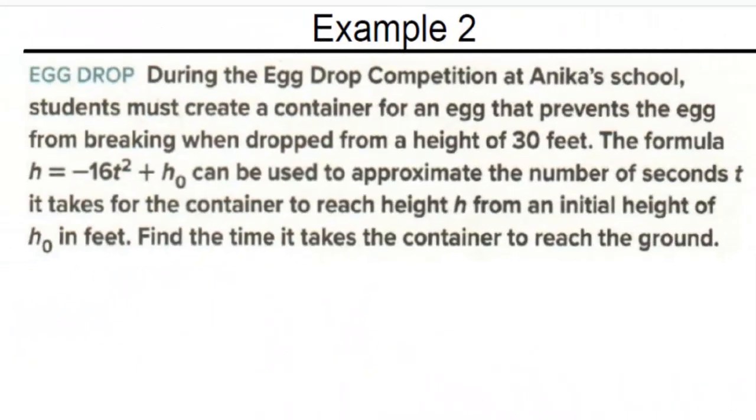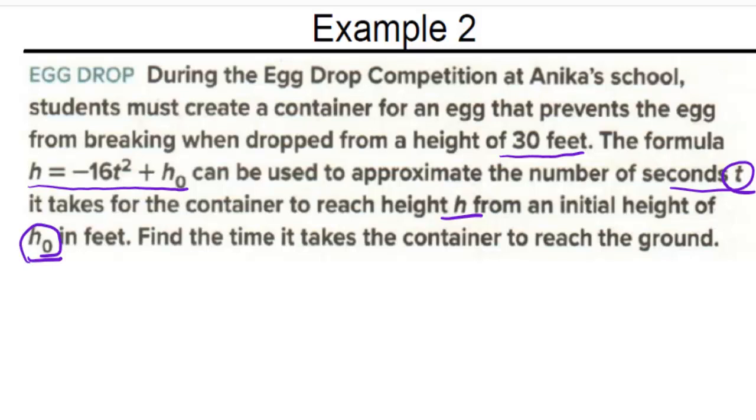Example 2. During an egg drop competition at Anika's school, students must create a container for an egg that prevents the egg from breaking when dropped from a height of 30 feet. That's going to be important. The formula h is equal to negative 16t squared plus h sub 0 can be used to approximate the number of seconds, t, that's time, it takes for the container to reach a height of h from an initial height of h sub 0. So h sub 0 is my initial height.